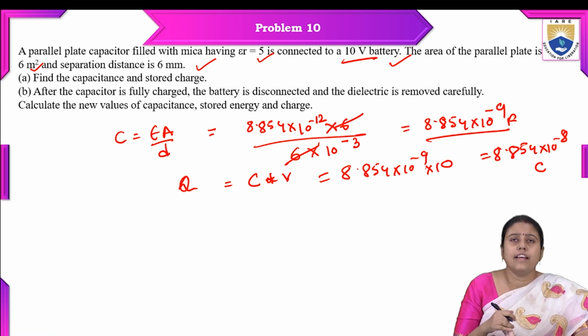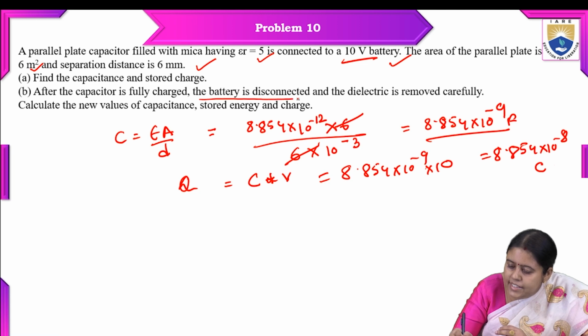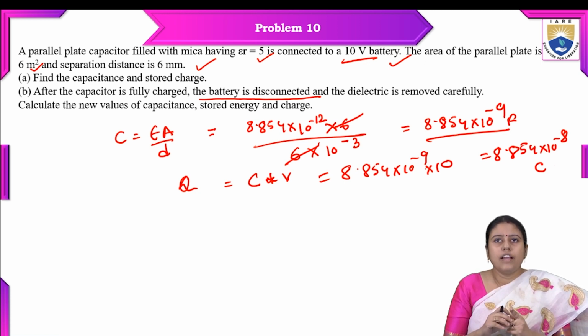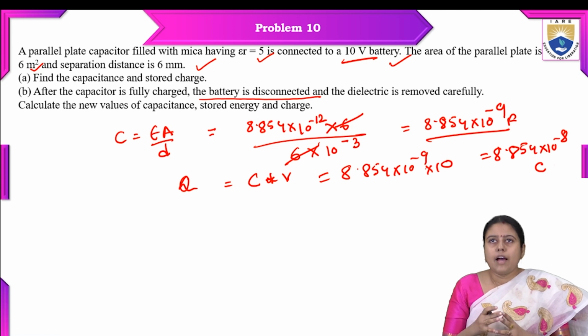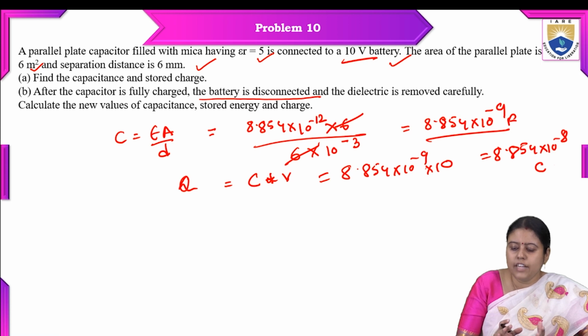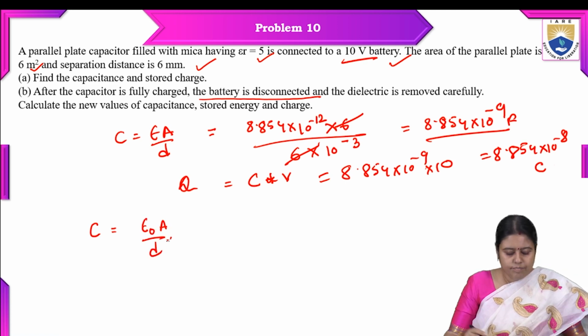We have to understand the second part. What is the second part? After the capacitor is fully charged, the battery is disconnected. So we disconnect the battery and the dielectric is removed carefully. Calculate the new values of capacitance, stored energy and charge. So now the capacitance will be C is equal to epsilon naught A by D.